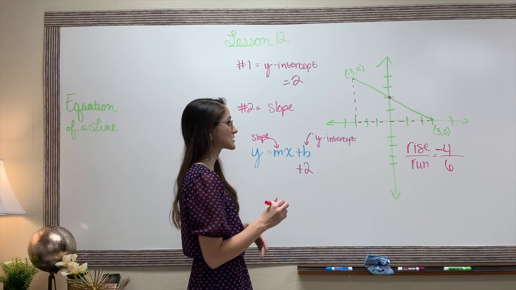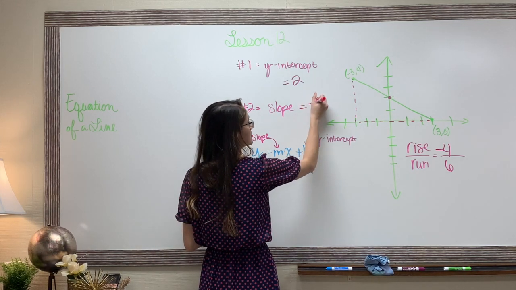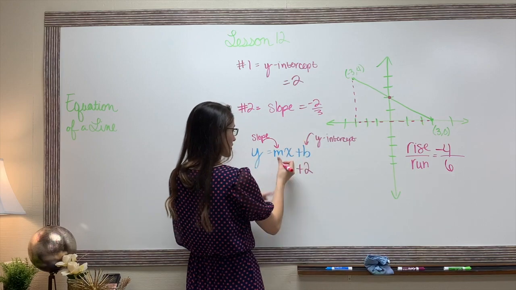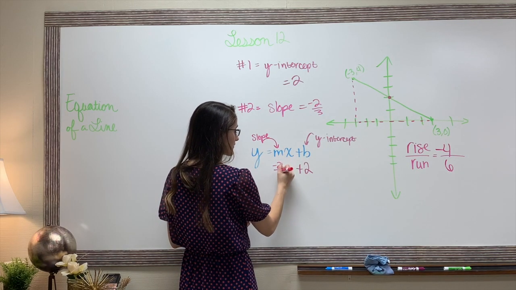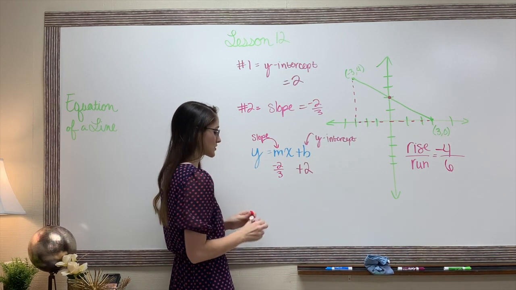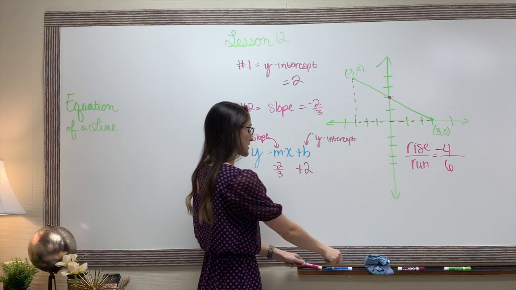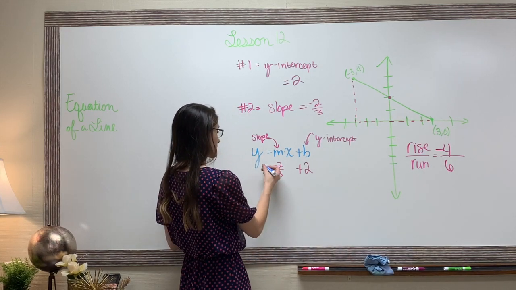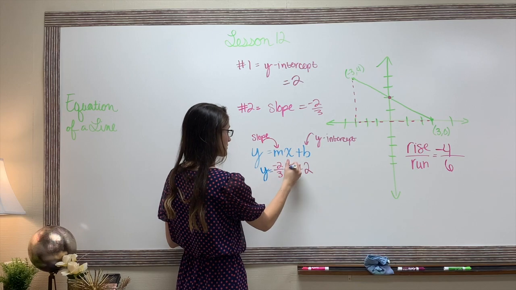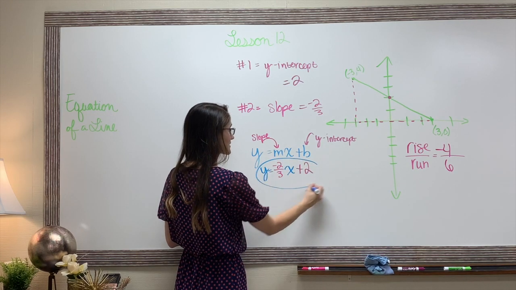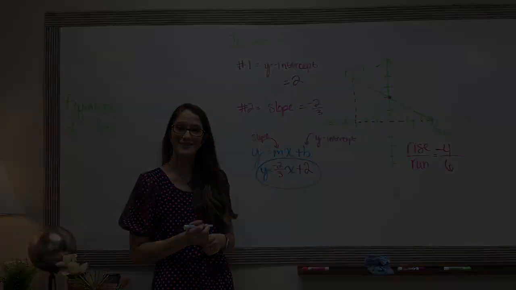And we're going to reduce this fraction to -2/3, and I'm going to put it right here in place of m. And then I'm just going to rewrite y equals and x, because those things don't change. And this is the equation of my line.